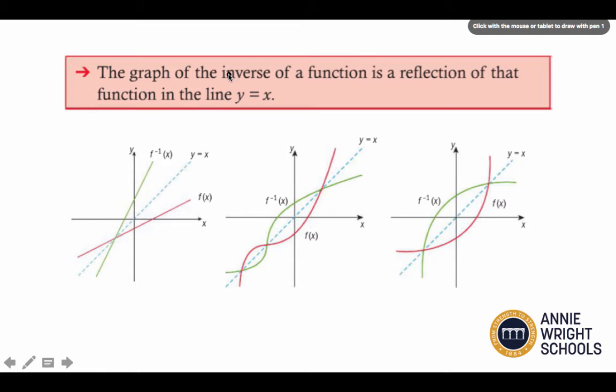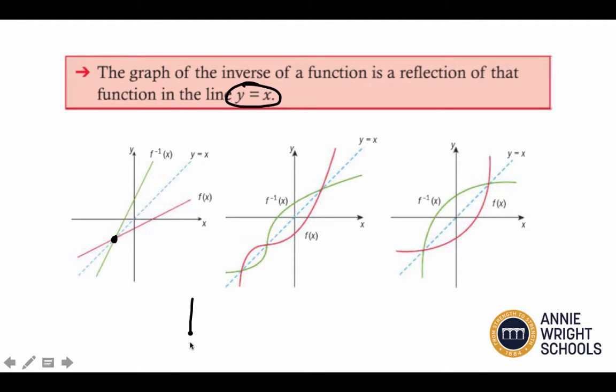The graph of an inverse is a reflection over the line y equals x, and this will be really important when it comes to how you find an inverse. So take a look at the red function and the green inverse of the function. Notice they intersect on the line y equals x, and they're mirror reflections over that line. Look at the red f of x here and the green f inverse.